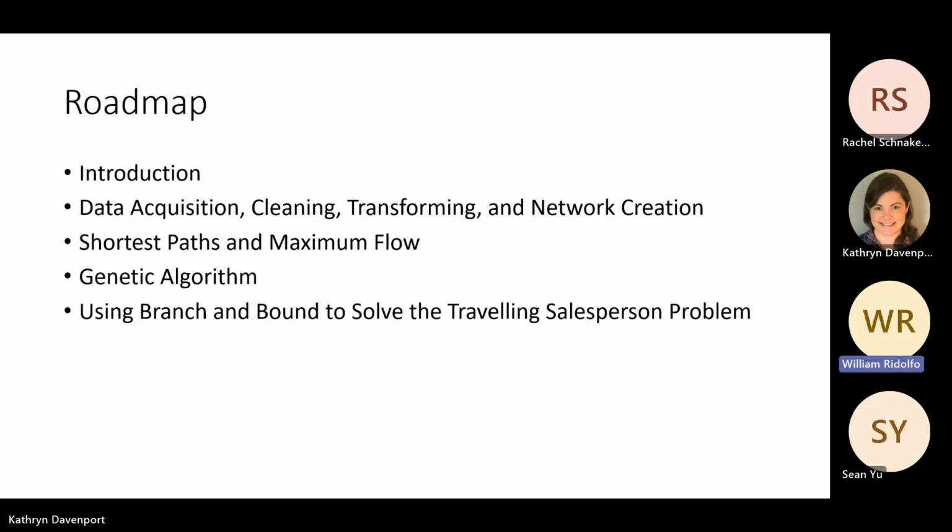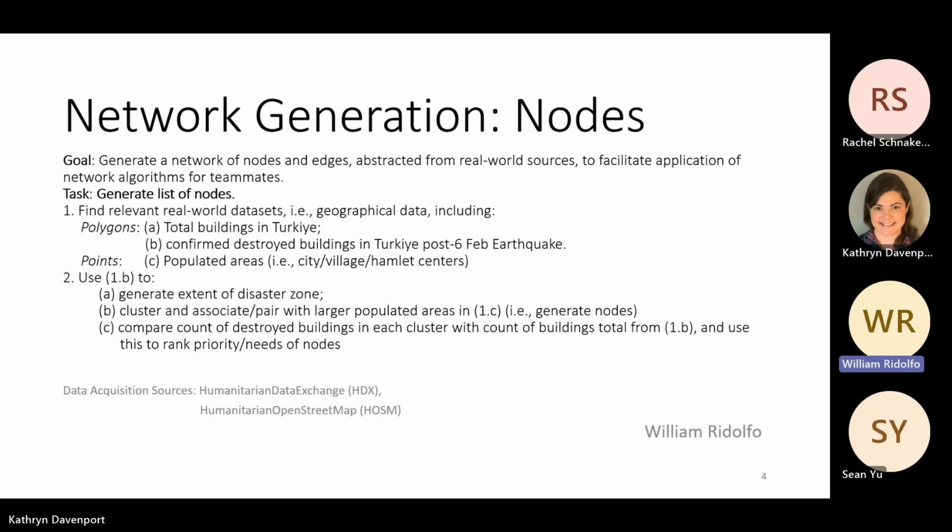So the first step involved actually getting the real world data and transforming that into a network. I'm going to be discussing that. Katie is going to be up next, talking about shortest paths and maximum flow. There will be a discussion on the genetic algorithm by Rachel, and then Sean is going to close up discussing branch and bound to solve the traveling salesperson problem as applied to this problem. Now, I'm going to be skipping some of these slides in the interest of time.